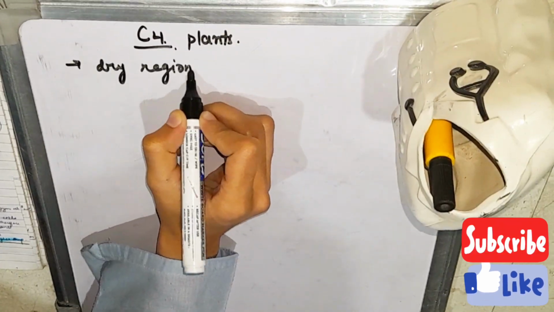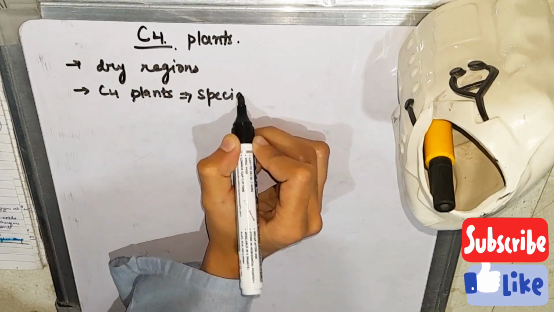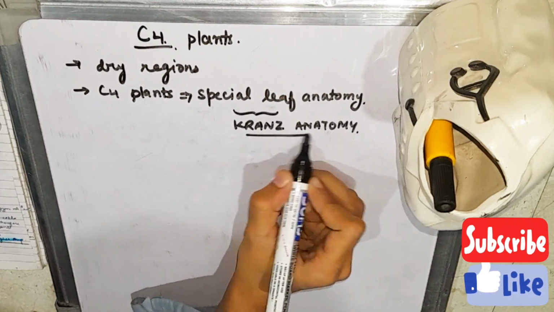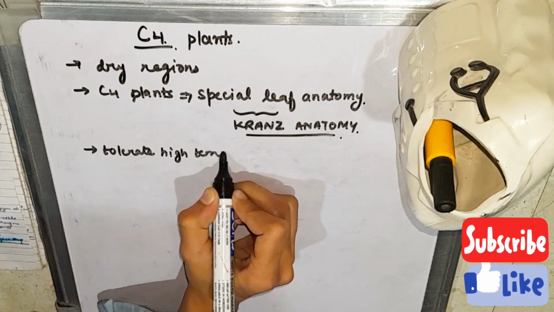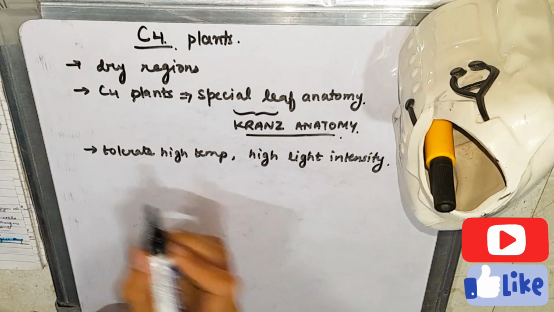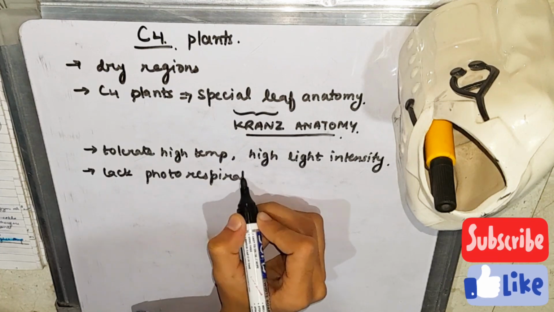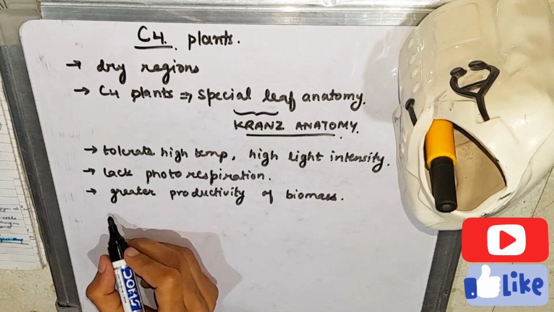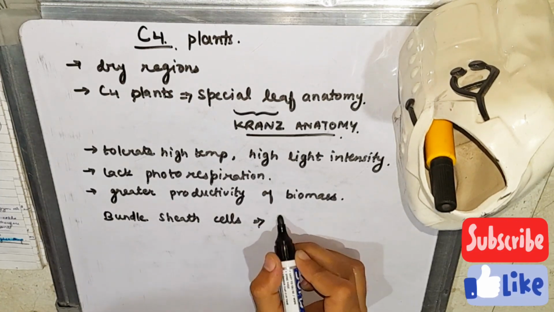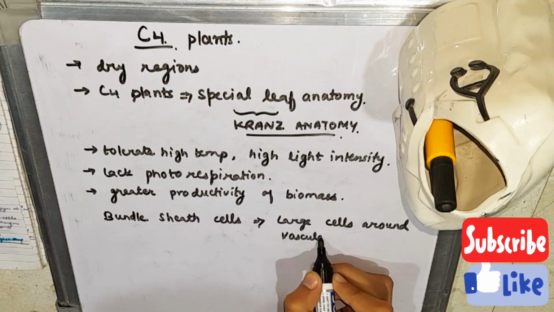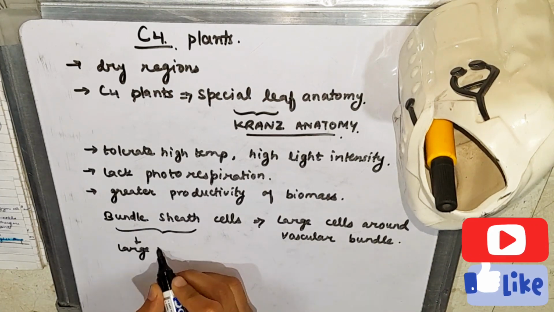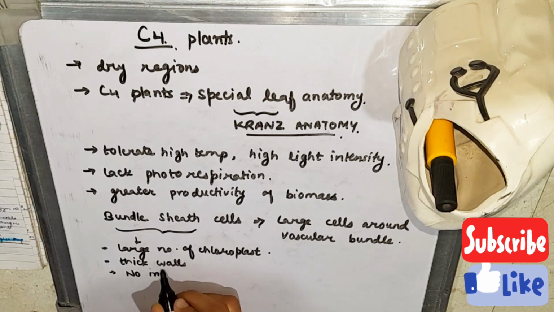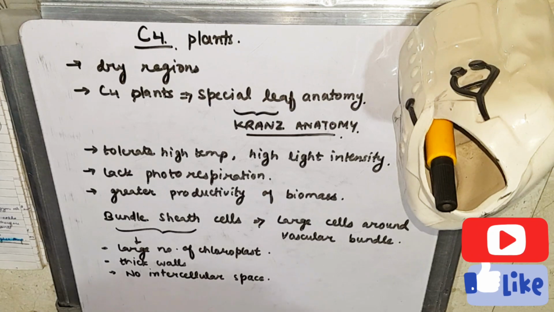Next is C4 plants. The C4 plants are found in dry regions and they have a special leaf anatomy which is called Kranz anatomy. Here the common features of C4 plants are that they can tolerate higher temperature, high light intensities, and they also lack photorespiration. They have a greater productivity of biomass. The bundle sheath cells of C4 plants consist of large cells around the vascular bundle part. They also have large number of chloroplasts and thick walls without any intercellular spaces.